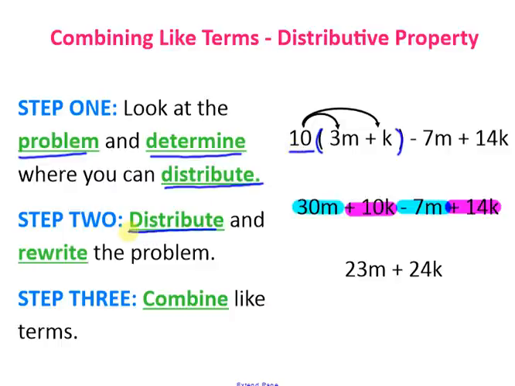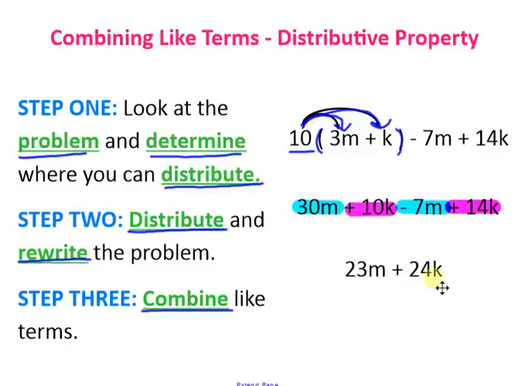Step two is distribute that and rewrite the problem. So the 10 gets distributed to the 3m, and then the 10 also gets distributed to the k. So 10 times 3m is 30m. 10 times k is 10k. And then I brought down minus 7m and I brought down plus 14k. Step three is to combine your like terms and solve. So I highlighted my 30m and my minus 7m, and then I highlighted my 10k and my 14k. And then 30m minus 7m is 23m, 10k plus 14k is 24k.